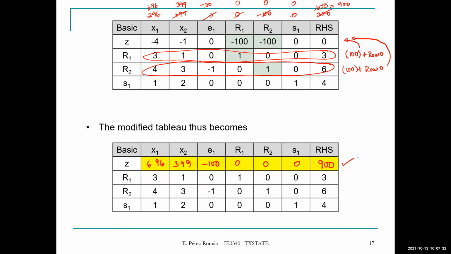Yes, so that one, we don't need to do anything because that has a value of 0 already. So we don't have to fix that one. We only do it for the artificial variables because they have a value that is different than 0.